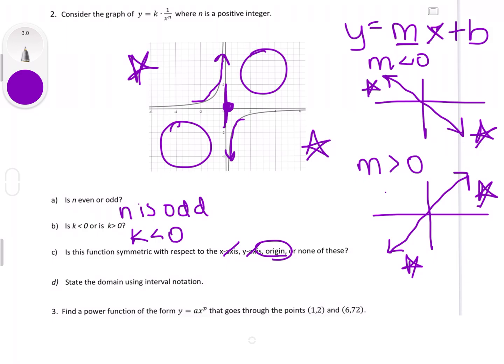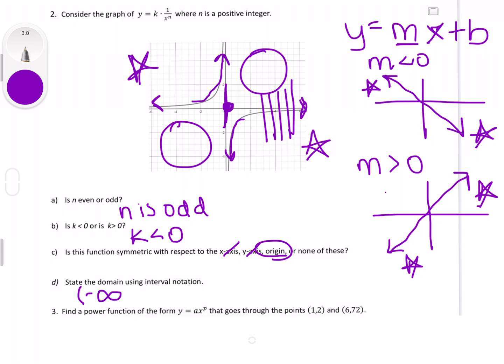Okay, so state the domain using interval notation. I know my paper is kind of a mess here, so let's look at the graph. So remember, the domain is all of our x values that our graph hits, if you drew vertical lines to the graph, where it would hit. So our x values start all the way on the left. So we know it goes all the way from negative infinity.